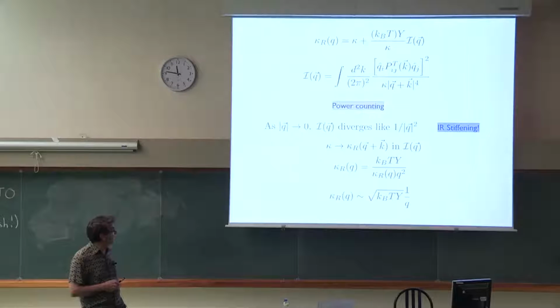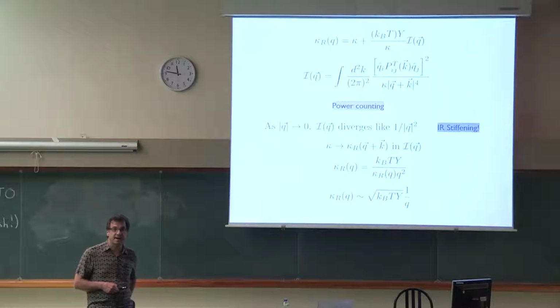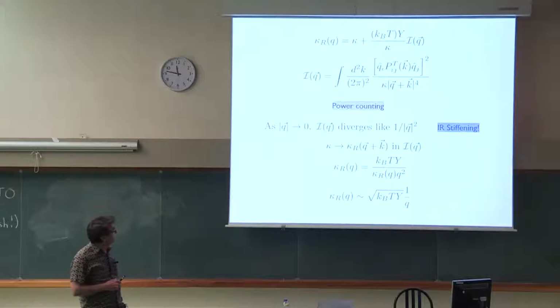You can see you have two powers of momentum on top and four on the bottom. So it diverges at large distances. In momentum space, it diverges like 1 over q squared. So that diverges like the length, the size of the system squared. So you need to self-consistently solve this equation to determine the running bending rigidity.